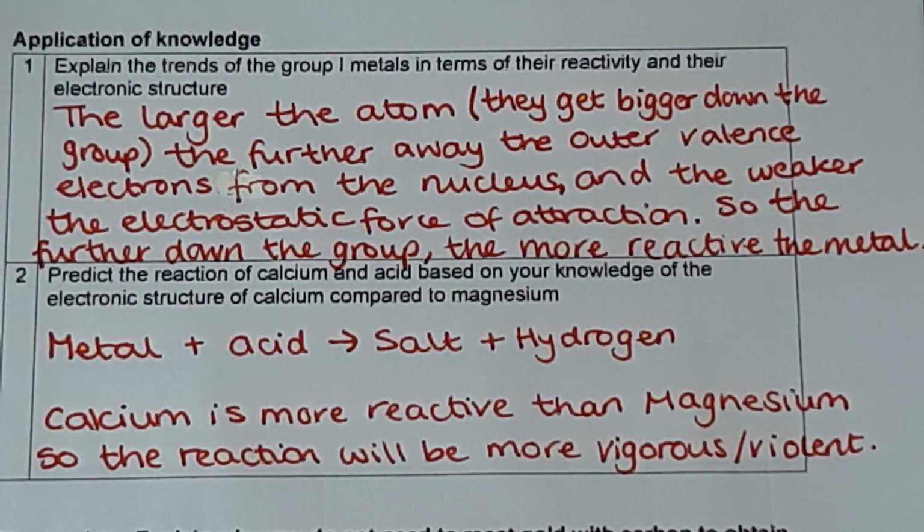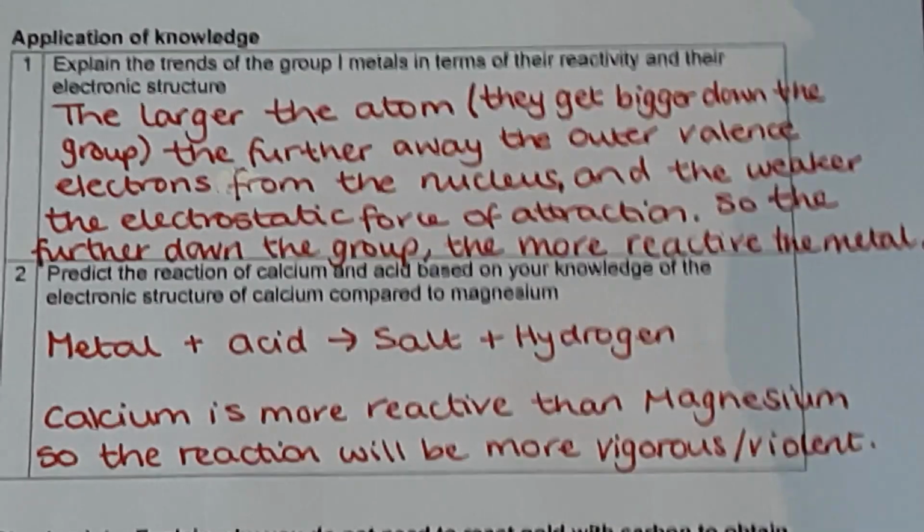Okay, so let's go through those. Question 1, explain the trends of the group 1 metals in terms of their reactivity and their electronic structure. So, the larger the atom, and the atoms get bigger down the group, the further away the outer valence electrons are from the nucleus, and the weaker the electrostatic force of attraction. In summary, the further down the group, the more reactive the metal.